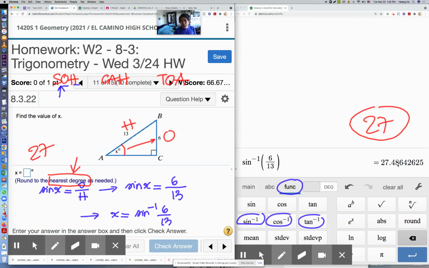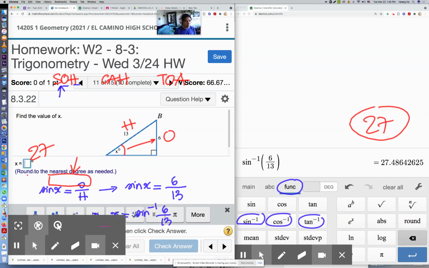I'm not sure whether I should round up. Let's put 27. If that's not accepted, it would be 28.